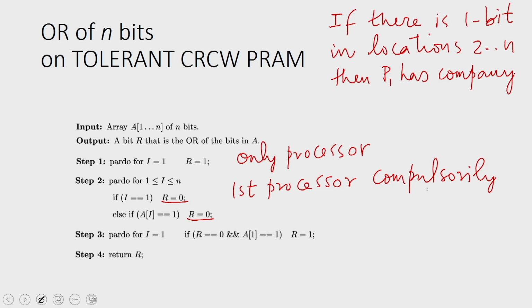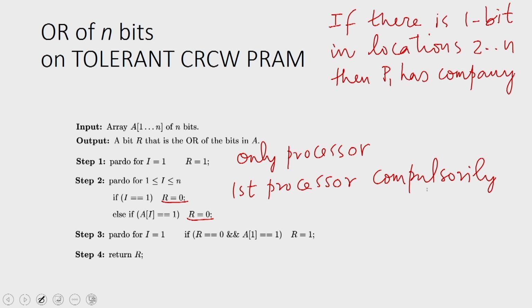To recap, if there is not a single 1 in the array, then in particular in positions 2 to n there is no 1. Therefore, there will be no company to P1 in the second step. P1 will be resetting R alone. Therefore, P1 will succeed in resetting R and R will end up being 0. Then in the third step, if A1 also happens to be 0, R will not be changed, R will continue to be 0, and that is what the answer is going to be.